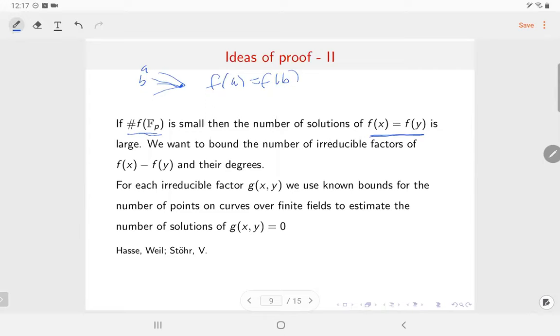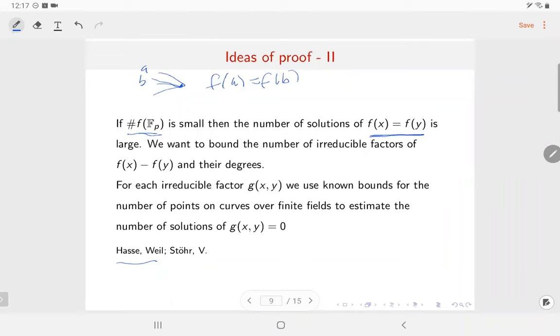Okay, so now we can bring in some other tools. One tool that you can bring in is the Hasse-Weil bound. The Hasse-Weil bound tells you a reasonably good estimate for the number of solutions of an equation in two variables over a finite field. So the number of points on curves over a finite field, that's what we're going to be looking at. Except the Weil bound applies to irreducible curves.